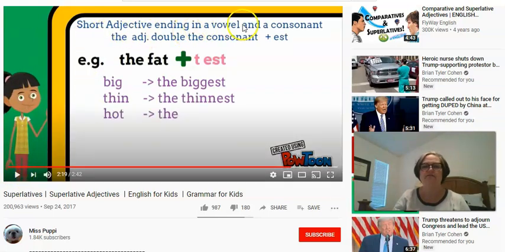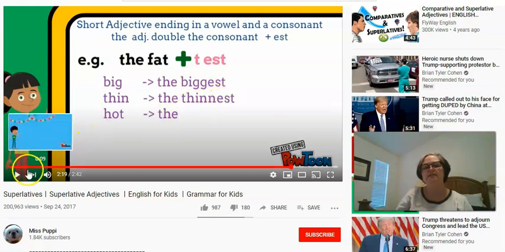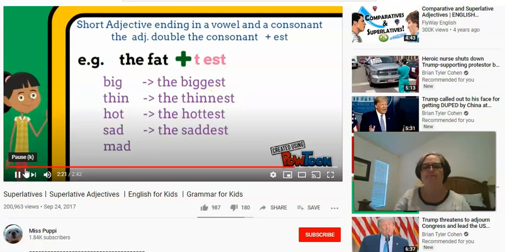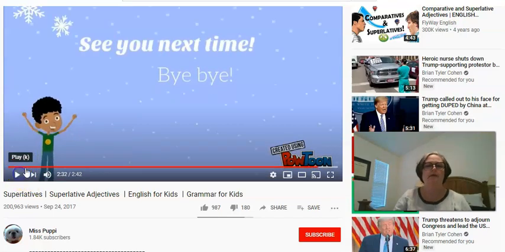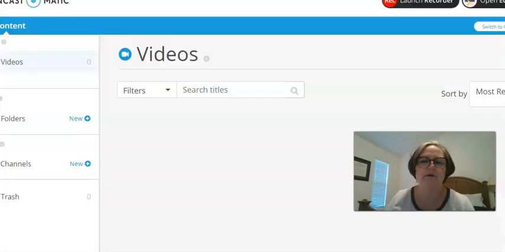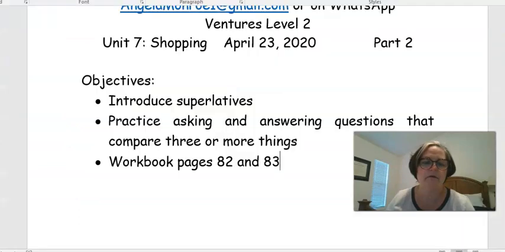Short adjectives ending in a vowel and a consonant, we double the consonant and then add est, like we did for bigger. We're going to do 2 G's, est; thinnest, 2 N's and an est. So anyway, that gives you kind of a short preview on how we will be doing when we talk about superlatives.